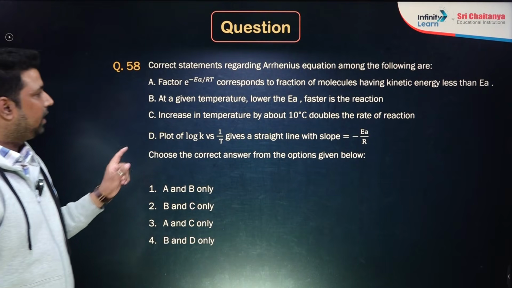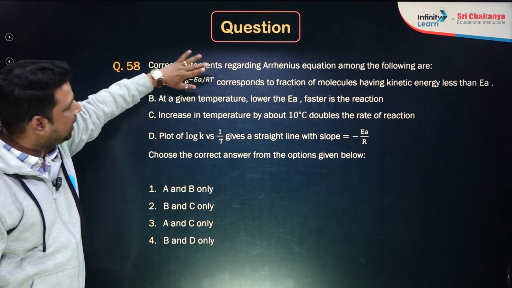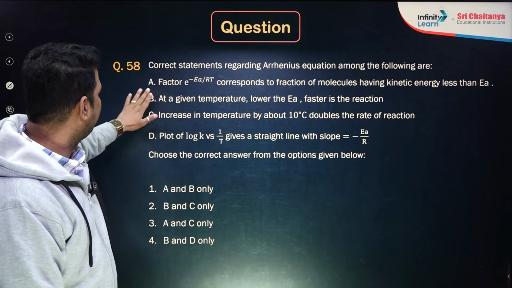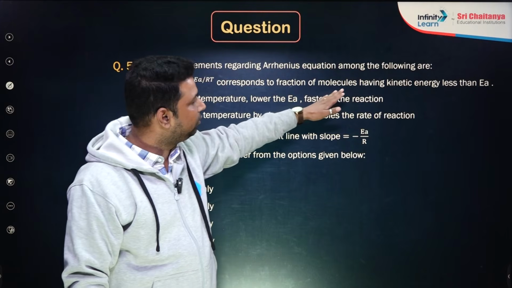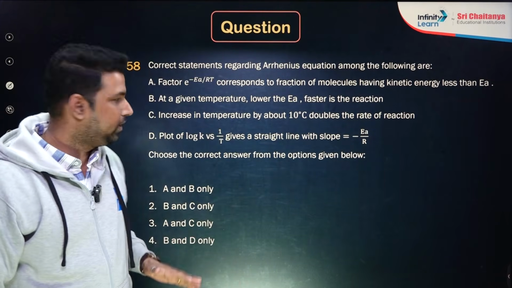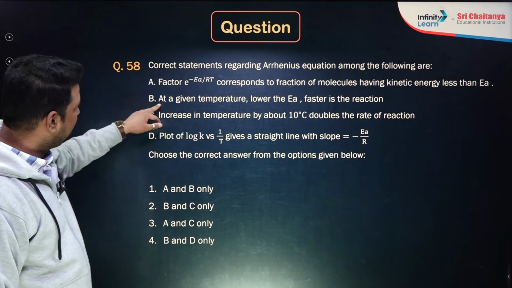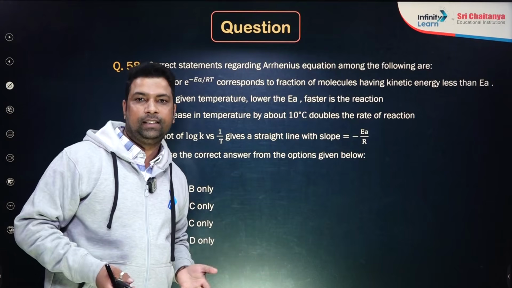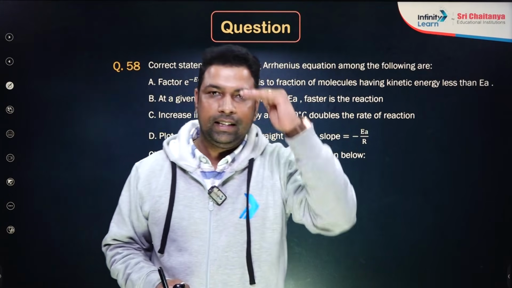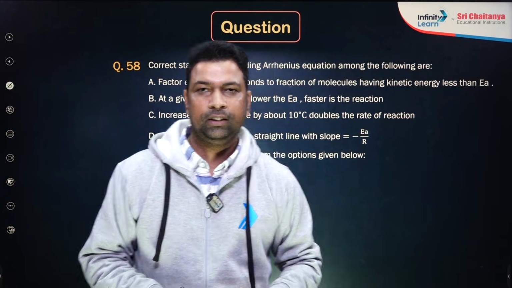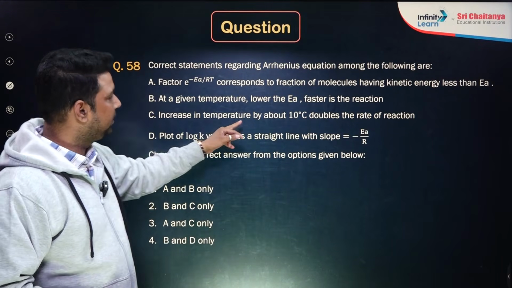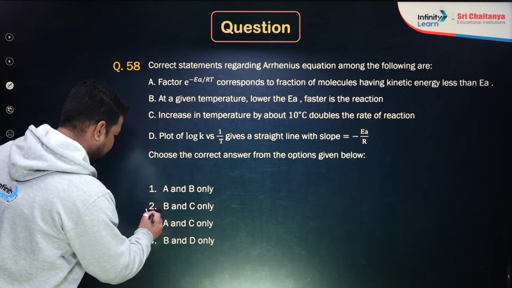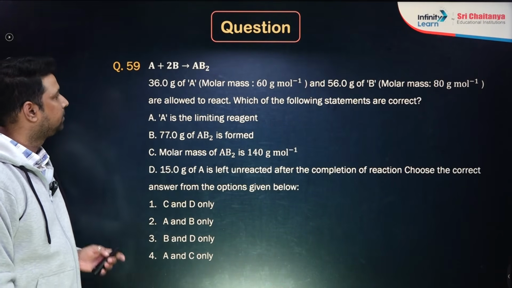Correct statement regarding the Arrhenius equation. e to the power minus Ea by RT is basically the fraction of molecules which can cross the threshold. But here it is written as the fraction of molecules having kinetic energy less than activation energy. It is incorrect. They are asking for the correct ones. At a given temperature, lower Ea means faster rate of reaction. Yes, we can see in the case of a catalyst, it decreases activation energy so that the rate of reaction increases. With an increase in temperature by 10 degrees centigrade, the rate of reaction will double. Yes, it is also correct. So B and C are correct, and your second option would be correct.